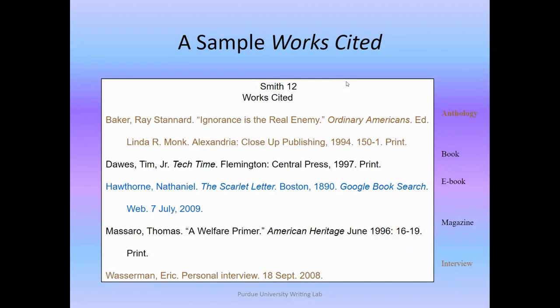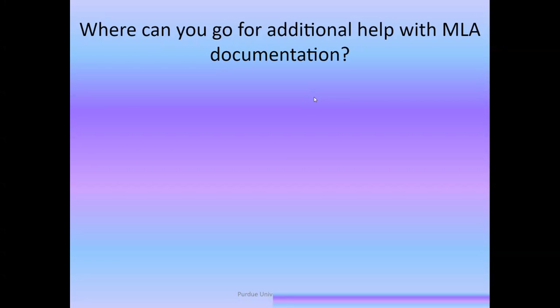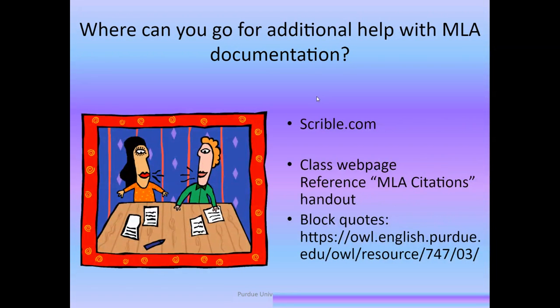Again, I will do another lesson on this next semester, but remember things like it's in alphabetical order, you have a hanging indentation, and there's a title of just Works Cited. All right, where can you go for additional help with documentation? You can use Scribbr.com. You used that the last 2 years. I'm not requiring you to use it for online, but if you would like to, you can. We have MLA citations. This PowerPoint is available on our Google Classroom page. And then again, how to block quote, you can go to Purdue OWL.